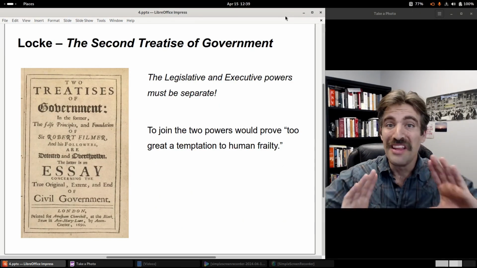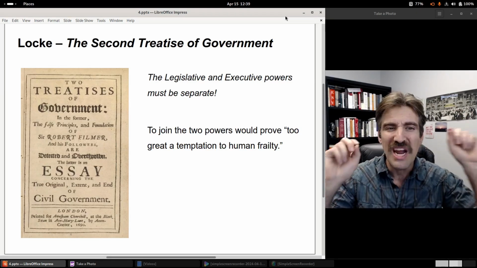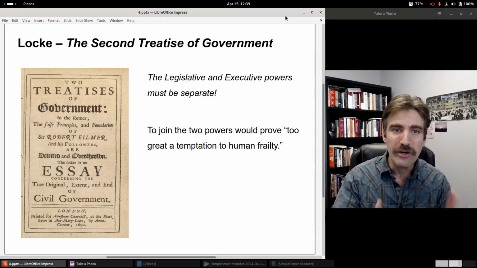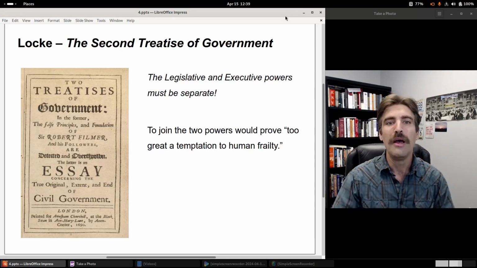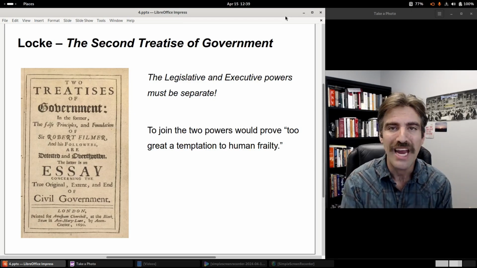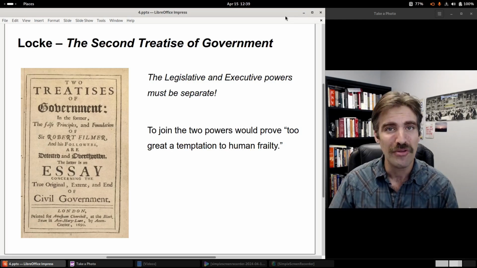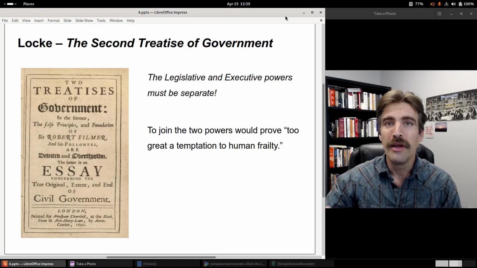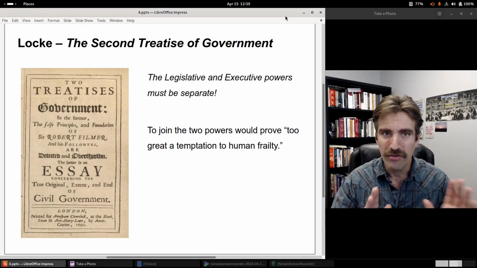Locke emphasizes these two powers, the legislative power and the executive power, both are necessary and both must remain separate. Do not join these two powers. If you do, you're going to run into a whole host of problems. Why? Because to join these two powers would be, quote, too great a temptation to human frailty. Here we see a theme that appears over and over in this series, Foundations of Western Political Thought. Human nature is going to be too great of a temptation if you join the two powers. Got to keep them separate.